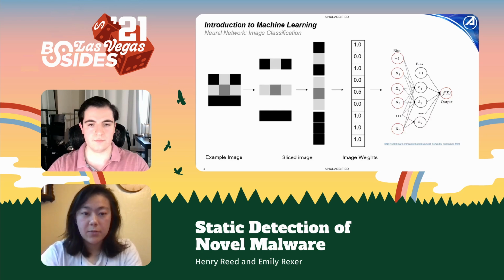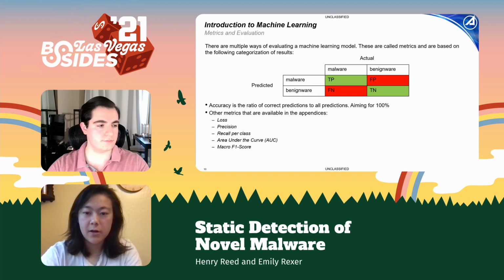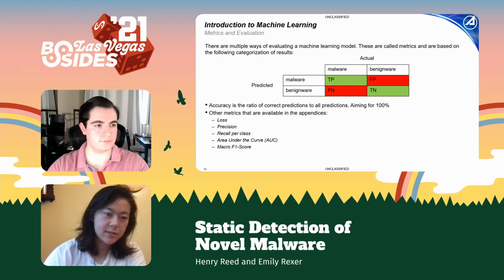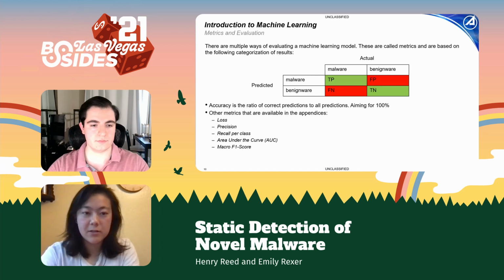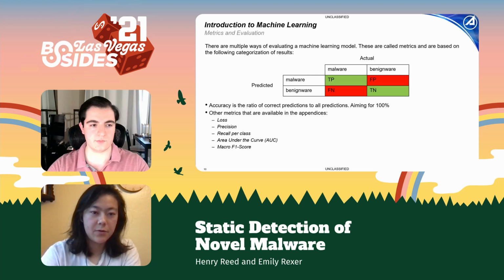So now that we have our model, we need a way to evaluate which model is doing the best. These are called metrics, and they're based off of these 4 rectangles in this chart. So we have true positive, false positive, false negative, and true negative. And the metric we're going to look mostly at here is accuracy. Accuracy is just the ratio of all correct predictions to all predictions. So that'd be true positive and true negative over everything. And here we're aiming for 100%. I'm now going to pass it back to Henry so he can talk about inspiration and data collection and preprocessing.